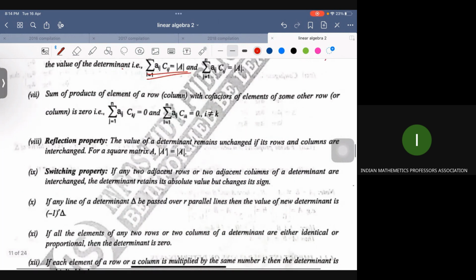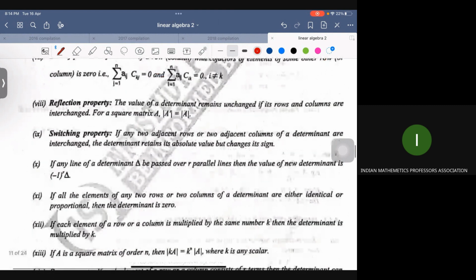The value of a determinant remains unchanged if its rows and columns are interchanged. If rows and columns are interchanged, then the value of the determinant will be the same. That is, the determinant of A is equal to the determinant of A transpose.